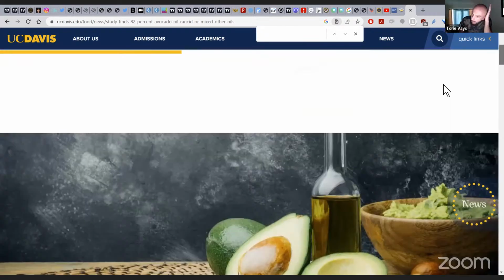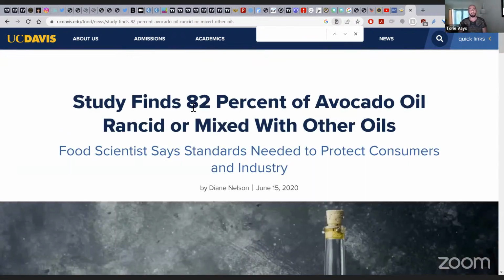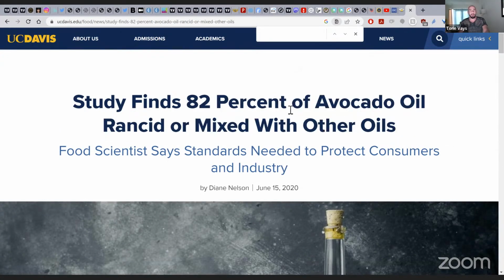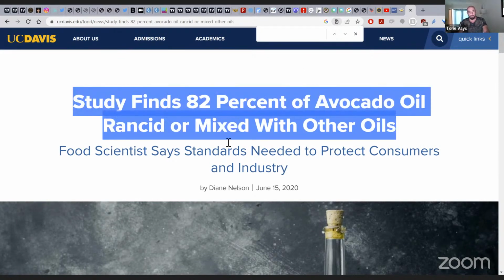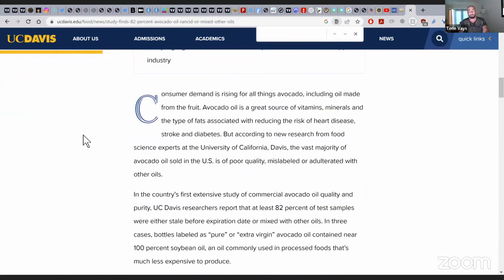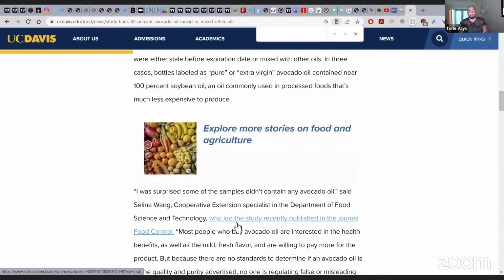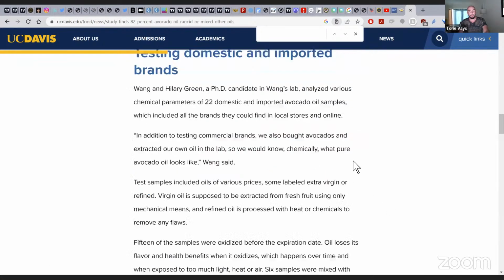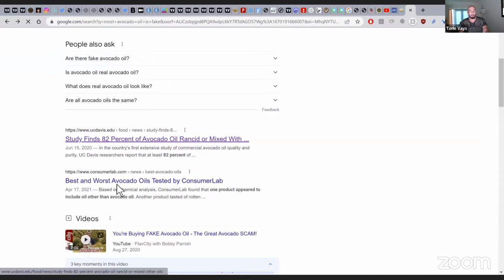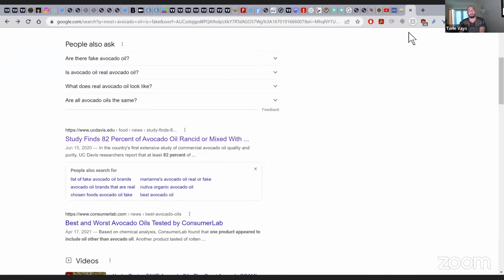But yeah, what you got to do is make sure you're not eating the 82% of the avocado oil that's fake. It's hard to fake lard. It's hard to fake animal fat. So I prefer to cook on animal fat. It's also the healthiest. Yeah, there was another link in here, but I don't know what happened to it. Maybe it was a different article. So just be careful with avocado oil.